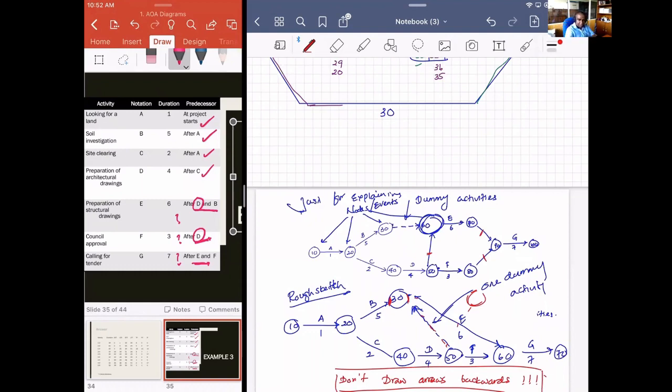So try to understand this sum. Try to understand this sum. If you have issues, you can maybe drop me an email or something.